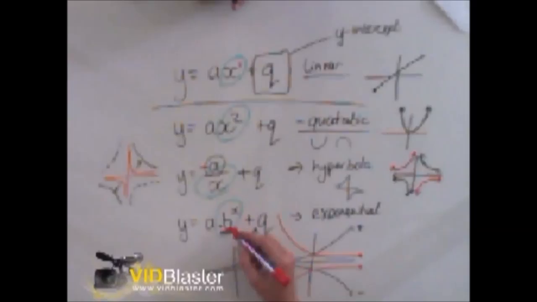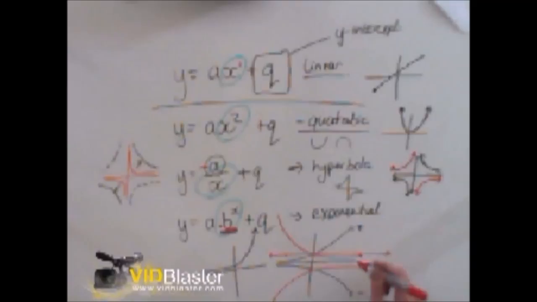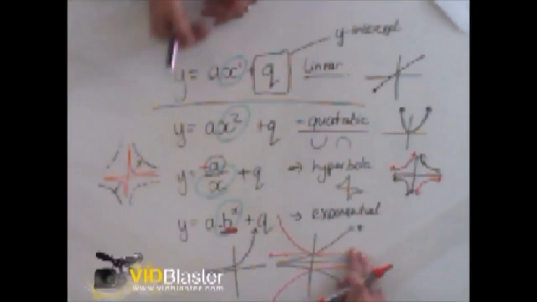Why can't b equal 1? Well, 1 to the power of any number is 1. So if b is equal to 1, we're just going to have a flat line, because it will be 1, 1, 1, 1, 1. 1 to the power of 1 is 1, 1 to the power of 10 is 1, 1 to the power of 100 is 1. Which is a linear function. We're back up here.